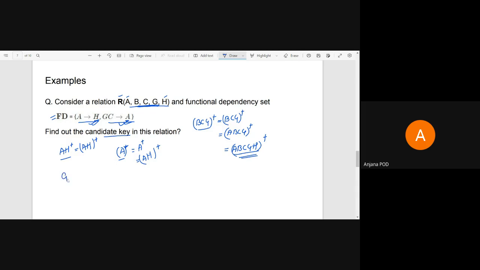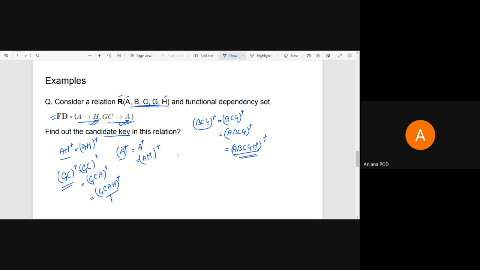Say we want to try GC. What we will get is GC itself. Then we will get GCA because GC determines A. And then we will get GCAH because A determines H. But are we getting all the attributes from the relation? No, B is missing, right? So we can say that GC is not the candidate key.